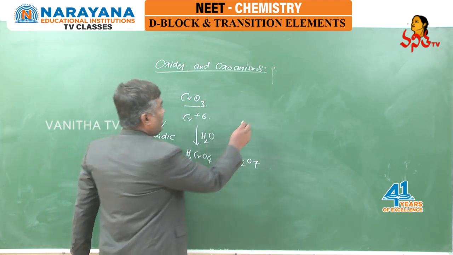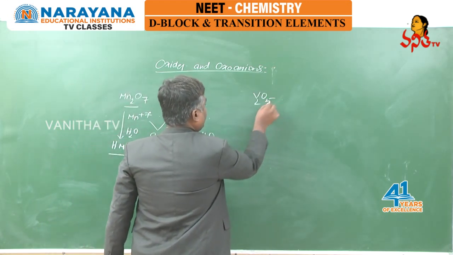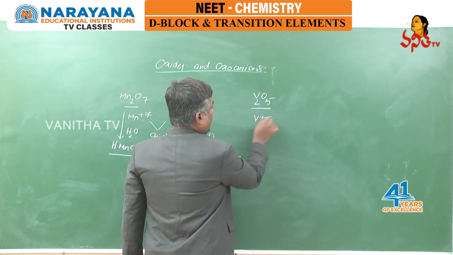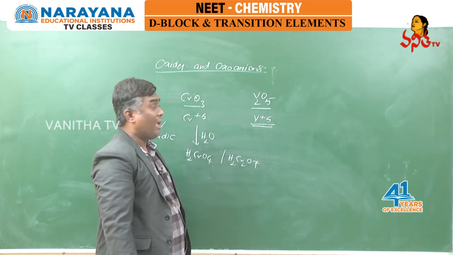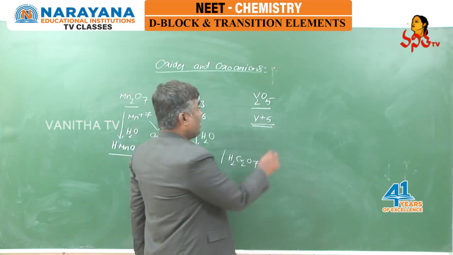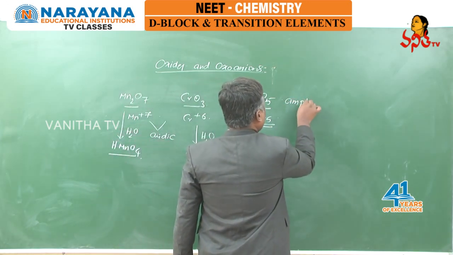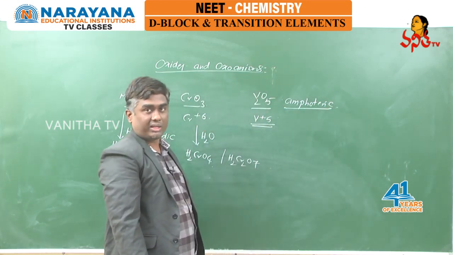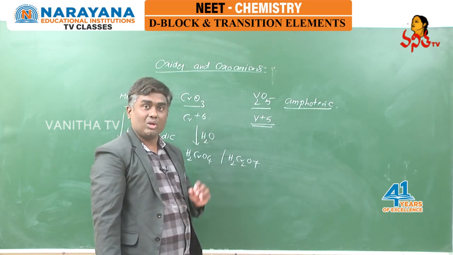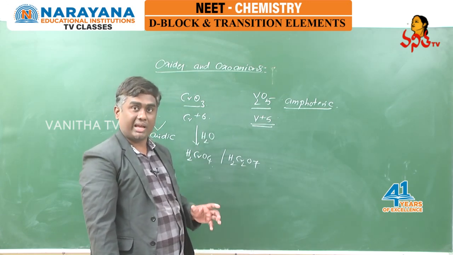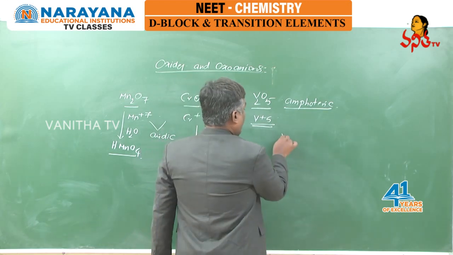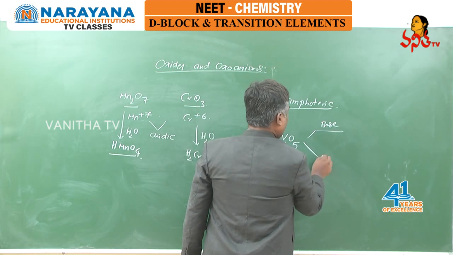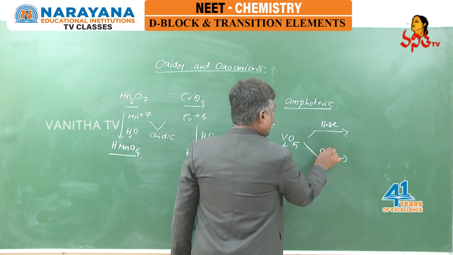At the same time, if you look at V2O5, this is a special case. In V2O5, vanadium is exhibiting its highest +5 oxidation state, but it is not acidic in nature. V2O5 is amphoteric in nature. It means V2O5 has both acidic properties as well as basic properties. You know, V2O5 can react with base, and V2O5 can react with acid.